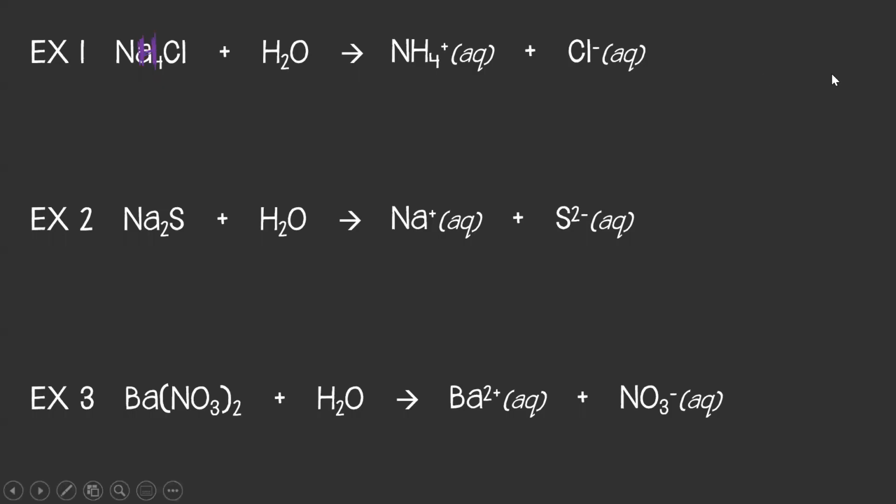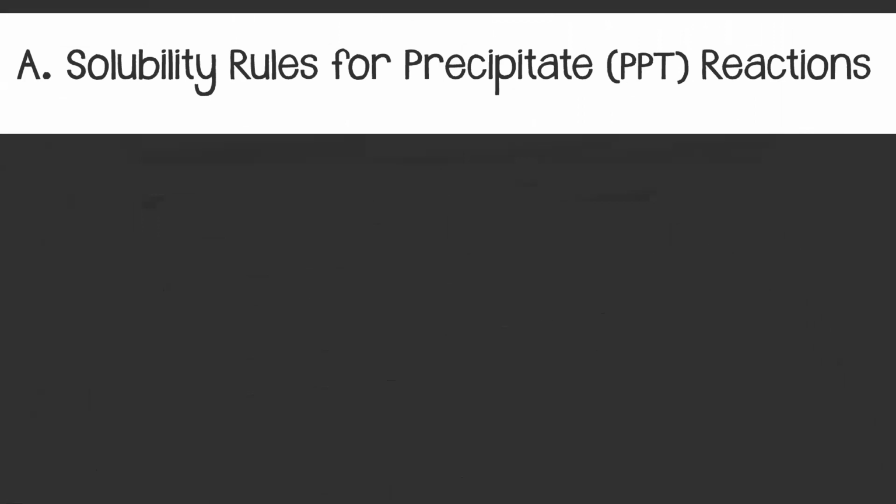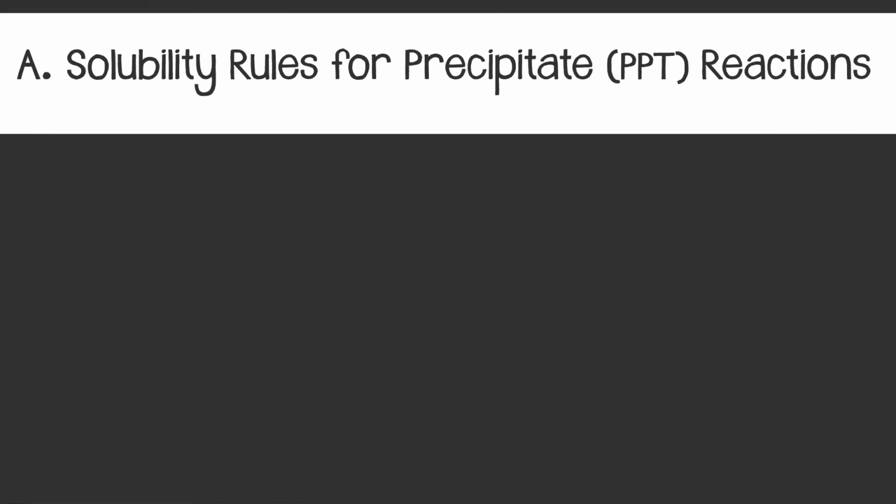Okay, so that's just a brief overview of ionic compounds and how they dissociate in solution. Now let's talk about solubility rules. So solubility rules for precipitation reactions, and precipitate, we can write PPT. And precipitate, before I go on, precipitate basically means to come out of solution. So you have a solid that falls out of solution and then you can see it.